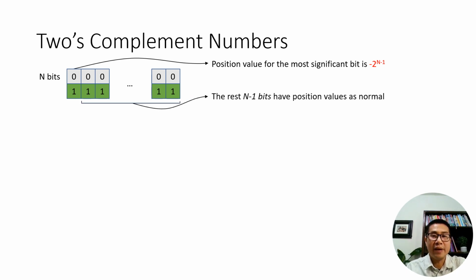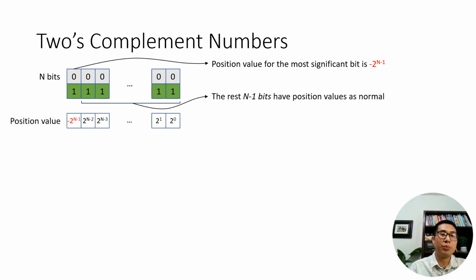Then the rest of the n-1 bits have their position values as normal. So the position values are going to be like this: the first one is 2^0, then 2^1, and so on and so forth, up to 2^(n-2). And the most significant bit again here is -2^(n-1) instead of 2^(n-1).